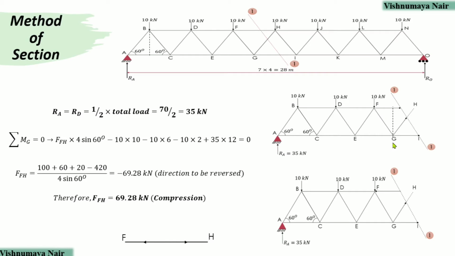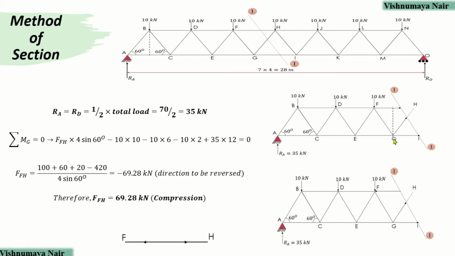Therefore, moment at G due to this 10 kilonewton load will be minus 10 into 10 because 10 meters is the perpendicular distance between joint G and this load. Now moment at G due to this load will be minus 10 into 6 and moment at G due to this load will be minus 10 into 2.